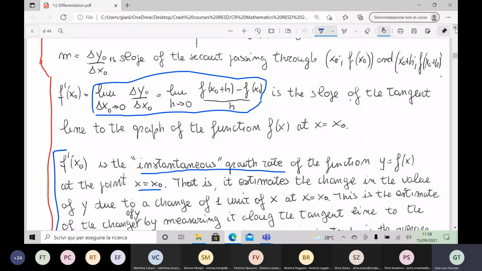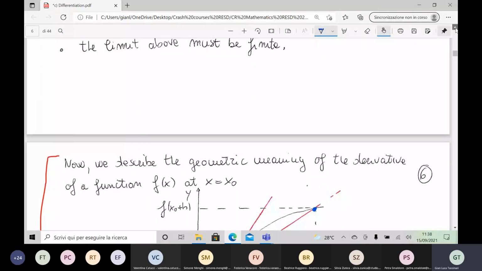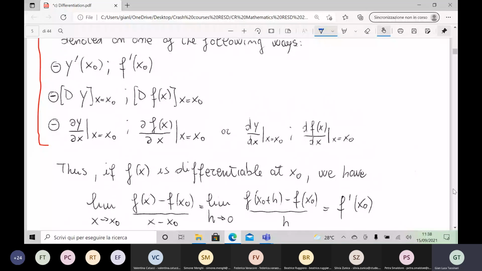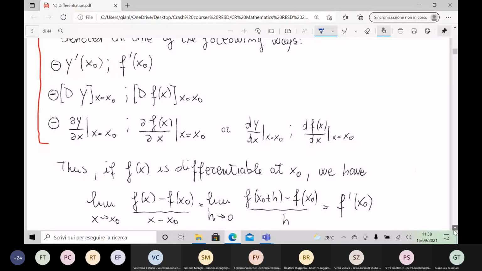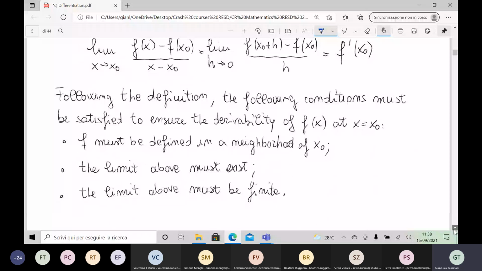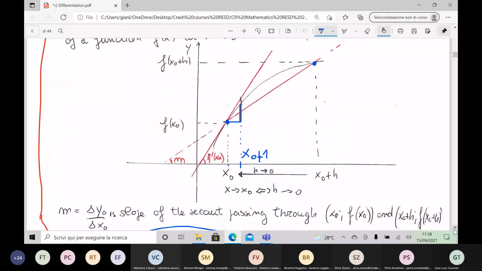So I will add it the next page. So we've added here m, guys. m is the difference between delta f(x0), and delta f(x0), you remember, is f(x0 plus h) minus f(x0), okay? Divided by the length of the interval, which is x0 plus h minus x0, so divided by h.